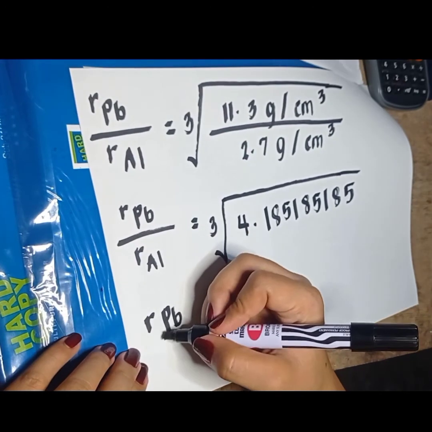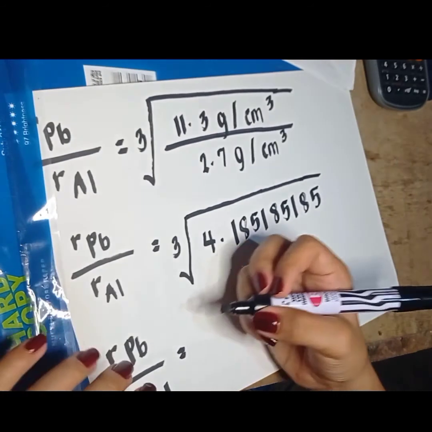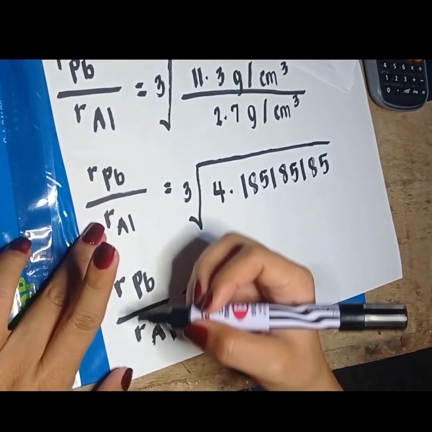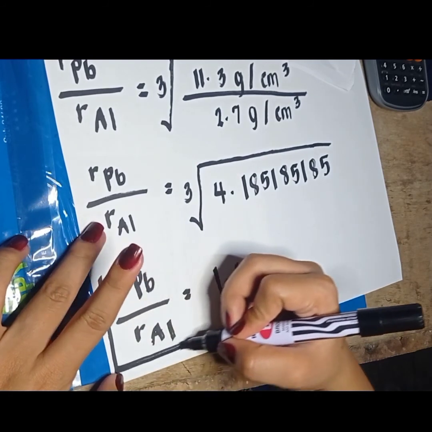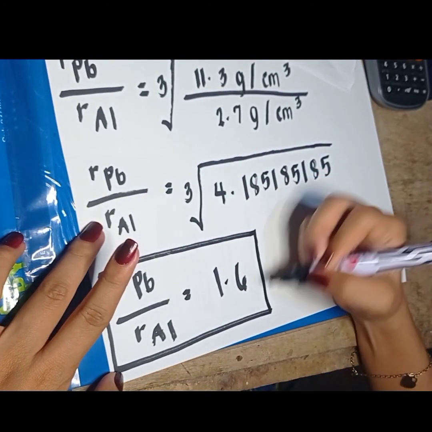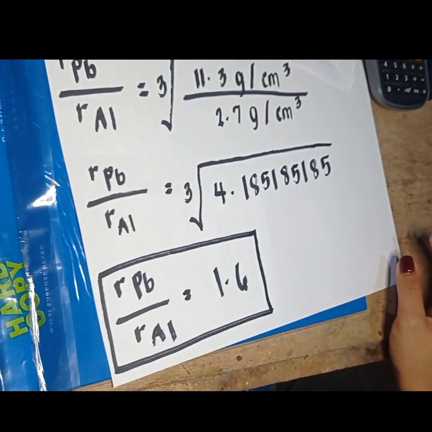Next is to get its cube root. So the radius of the lead over the radius of the aluminum is 1.6. So this is the final answer. Therefore, the ratio of the radius of the aluminum sphere to the radius of the lead sphere is equal to 1.6.